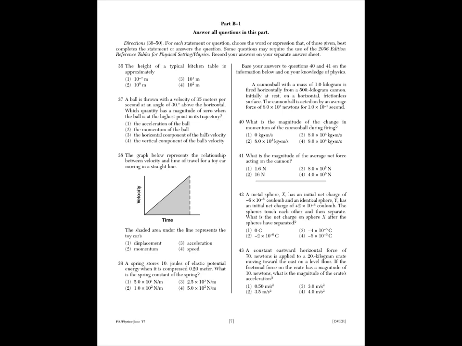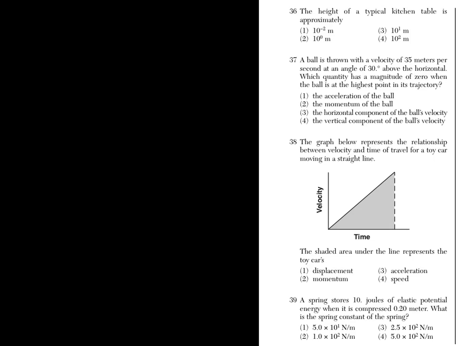Let me expand this for a bit. Number 36 will always be this kind of question. It's a metric estimation question. It's going to ask you to estimate the size of things, sometimes the mass of things. Most often it'll be the size in terms of distance or height. Number 36 is asking about the height of a typical kitchen table, and they give us the units in meters.